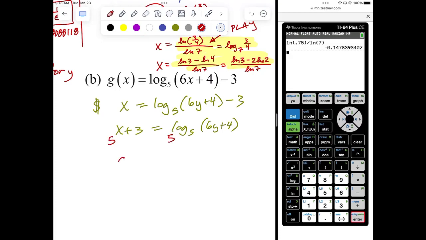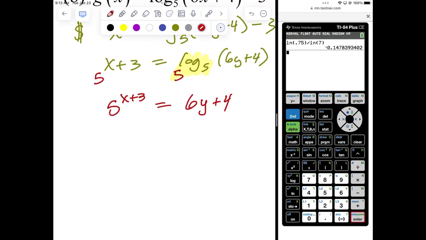Exponentiate base 5. So I get 5 to the x plus 3 on the left. And of course, what happens over here? 5 to the log base 5 of blob is just the blob, 6y plus 4. And now we're back in algebra 1. I'll subtract 4 from both sides, so I get 5 to the x plus 3 minus 4 equals 6y.